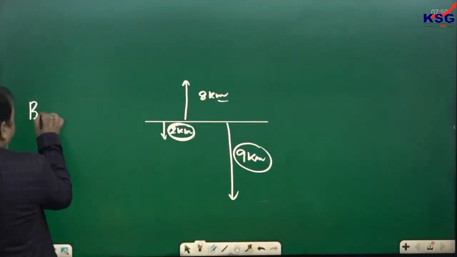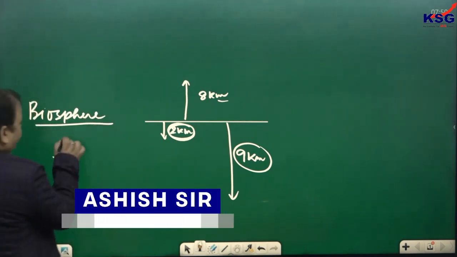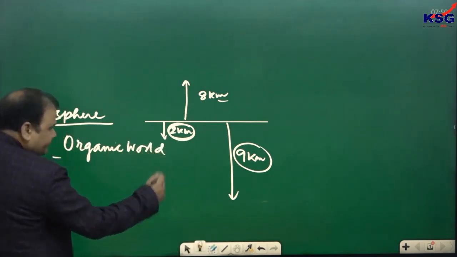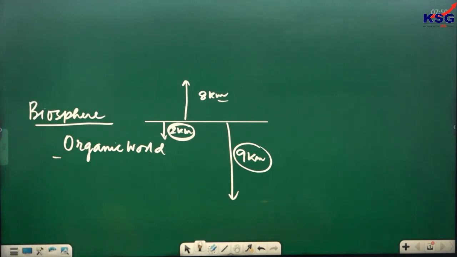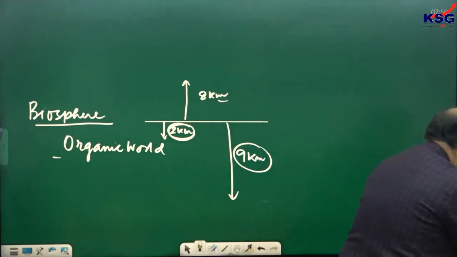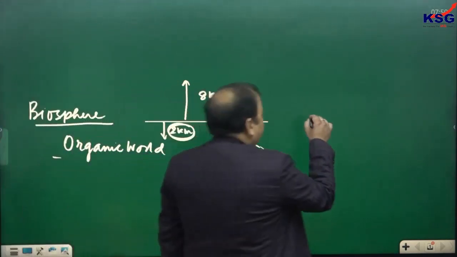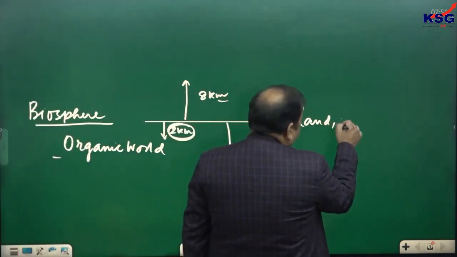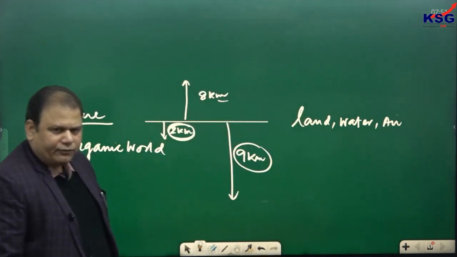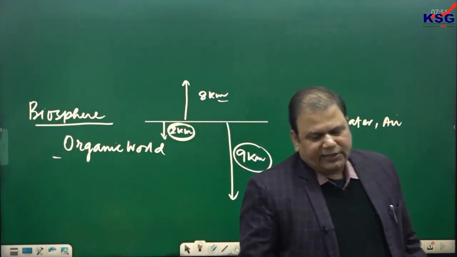Clear? Biosphere is referred to as the organic world. It is a narrow zone of contact between land, water, and air. It consists of three components.